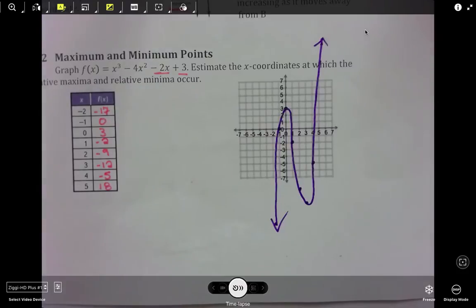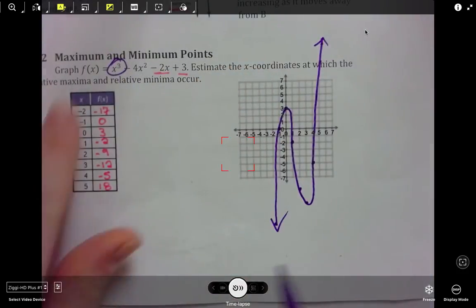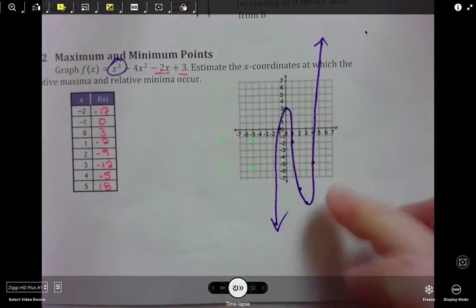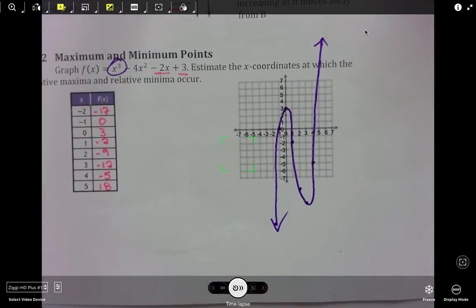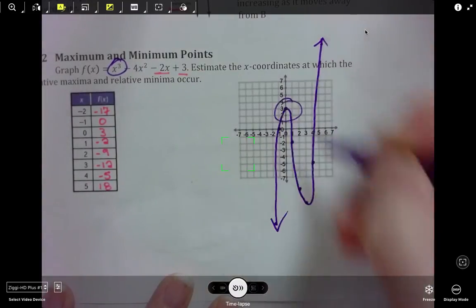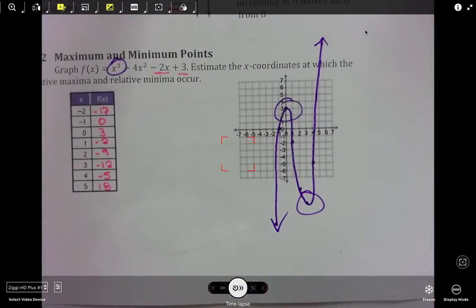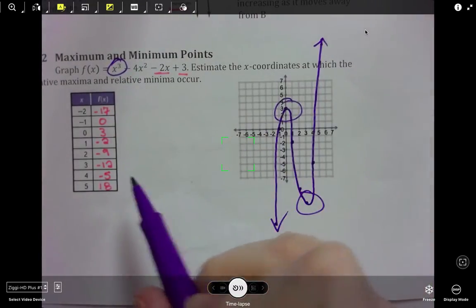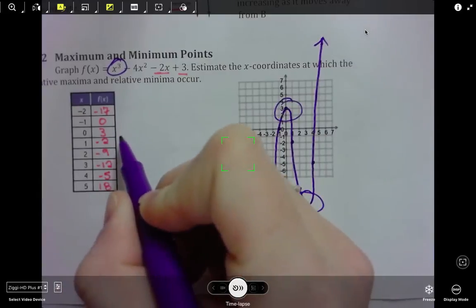Now, just to do a mental check, I'm looking at this function right here. X cubed is the highest power, and this is, in fact, what an x cubed function looks like. So I know I graphed it right for the most part. What we're doing is looking for maximums and minimums. I see a maximum here and a minimum here. And looking at our table, we can identify that.